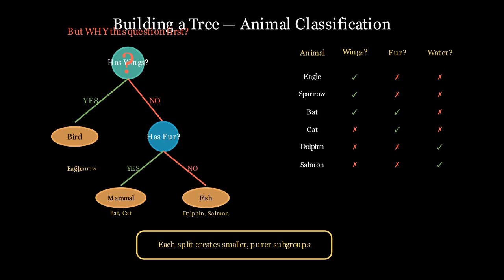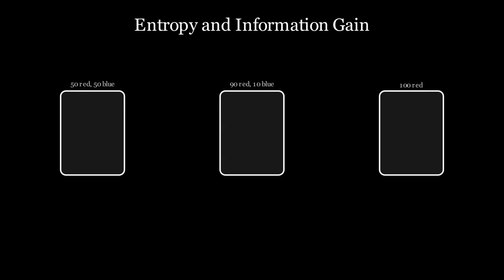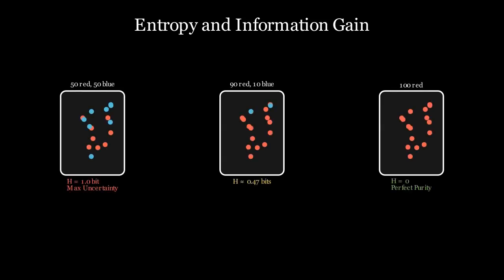But here's the key question. Why has wings first, why not lives in water? To choose the best question, we need to measure uncertainty. Picture 3 glass jars of colored marbles. The first jar has 50 red and 50 blue, perfectly mixed, maximum uncertainty. The second has 90 red and 10 blue, low uncertainty. The third is all red, 0 uncertainty, totally pure.